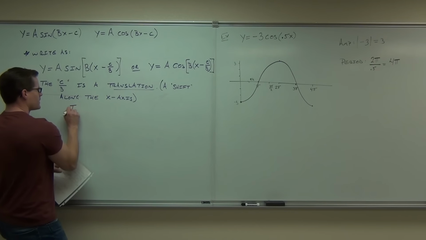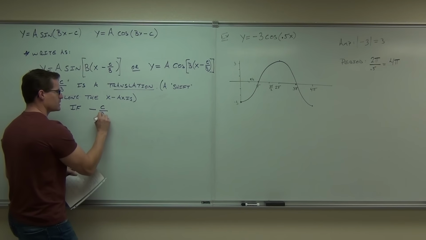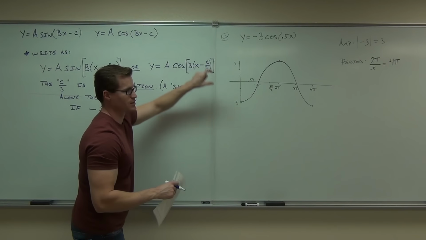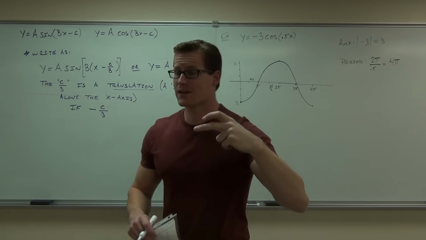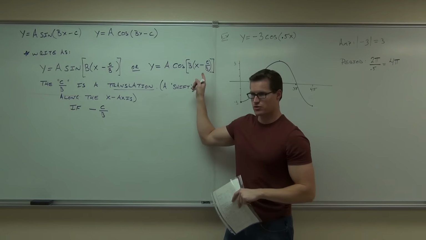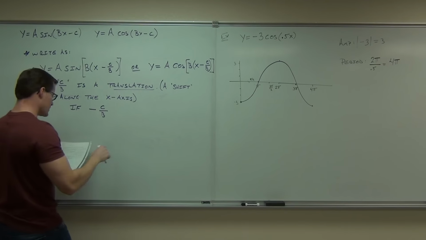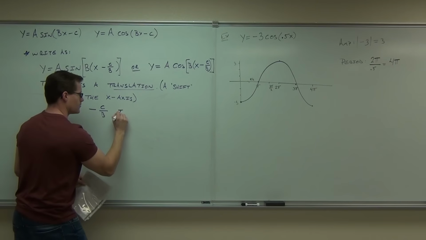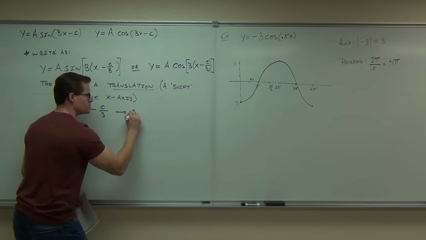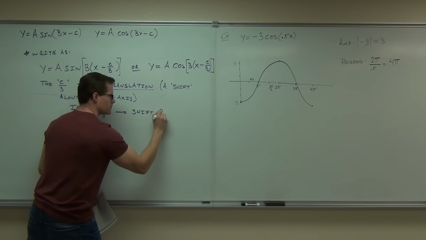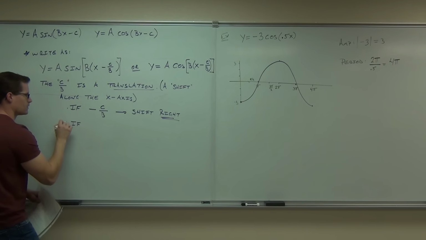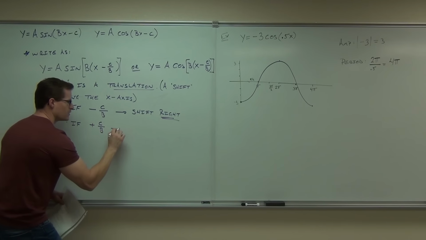If you have minus c over b, please write this down correctly. If it's minus c over b, like x minus this amount, even though it says minus c over b, that's going to be a shift to the right. This is defined as subtracting the translation. So this right here, this minus c over b is a shift to the right. So if it's minus c over b, you're going to shift right. If it's plus c over b, you're going to shift it left.